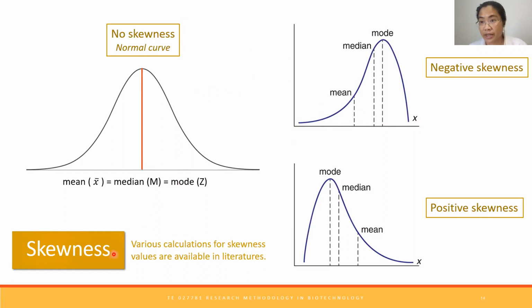Actually, skewness has a formula to calculate it. I didn't put the formula in, but you can search the internet if you need to explain how your data is distributed and you want to use skewness values. There are so many resources. The point here is that with data distribution, there are 3 types that could happen. If the data are within the normal curve or normal distribution, it has no skewness, so it's symmetrical.